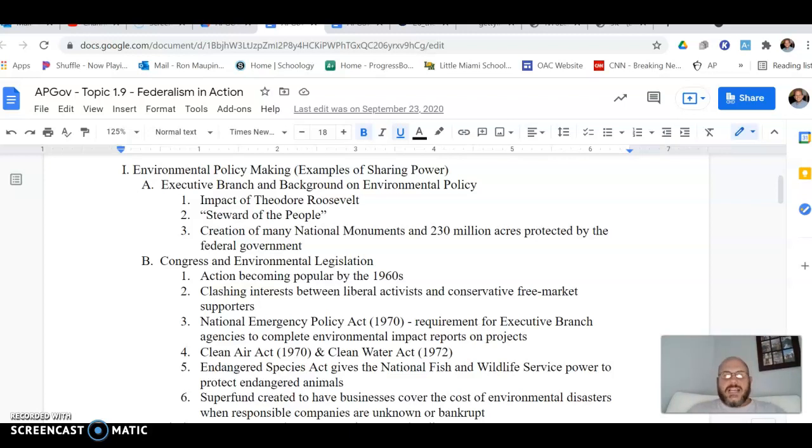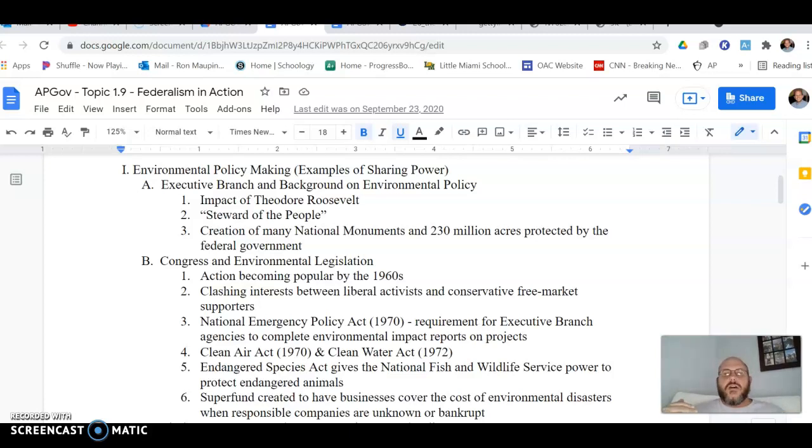We see a few key examples of the creation of, for example, the National Environmental Policy Act, which is going to require the executive branch under the president, those numerous agencies like the EPA and the Department of the Interior, etc., to complete environmental impact reports on projects that are done with regards to federal money. So in other words, there's an idea that anything that the government does has to be mindful of the environmental impact that it has. So that's a significant thing.